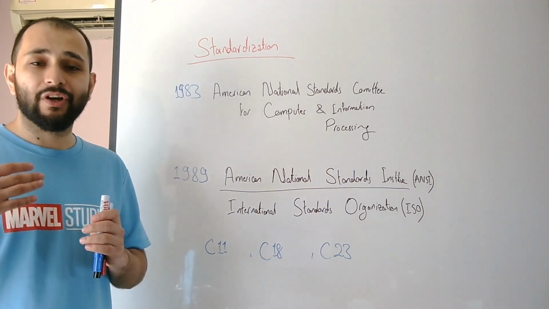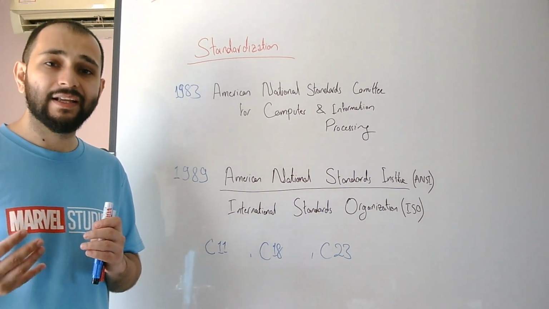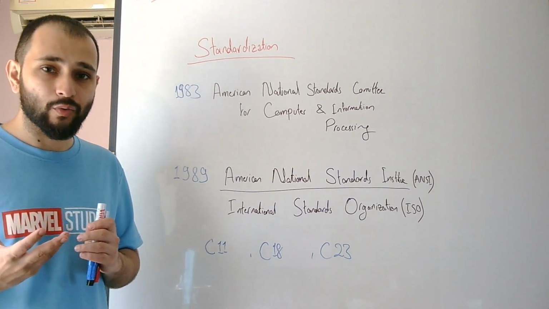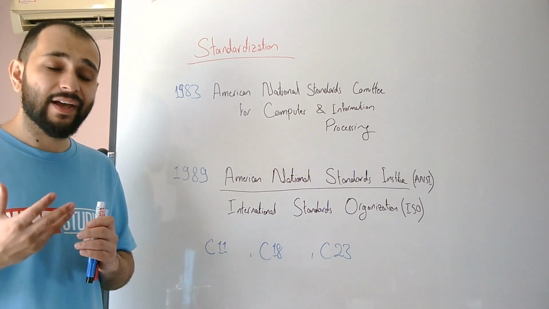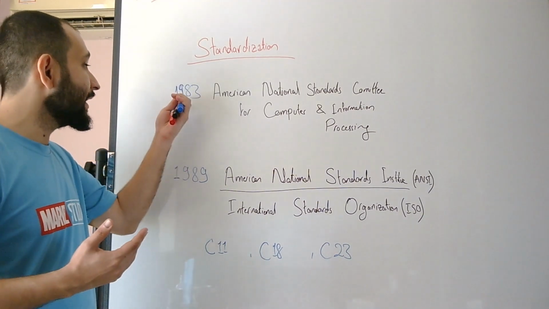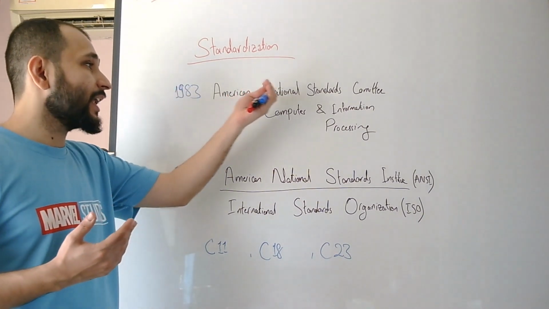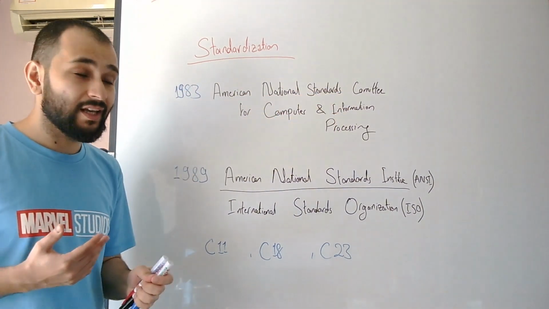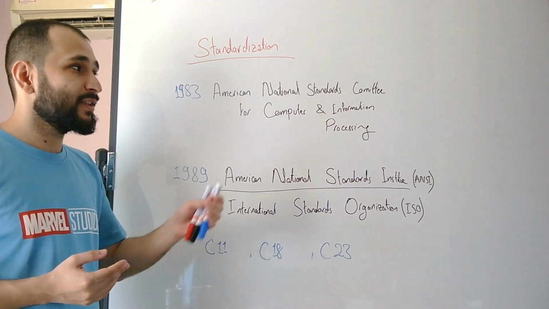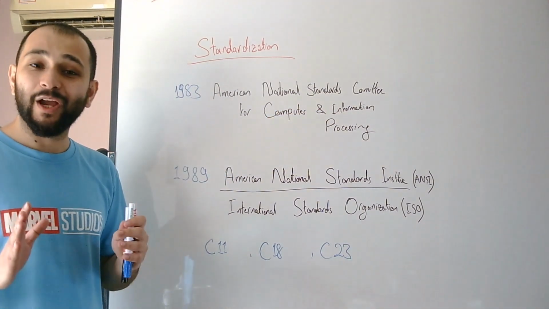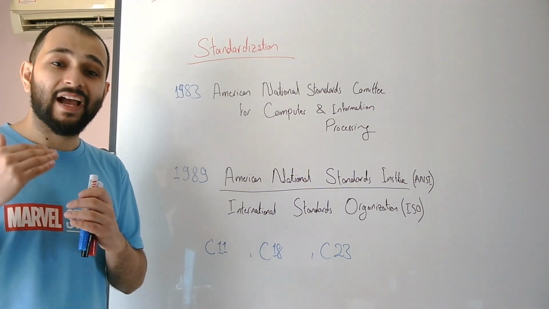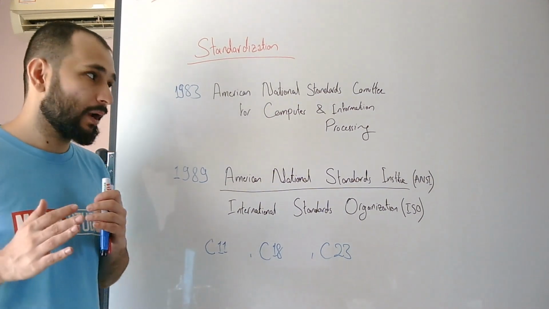And soon it was realized that a standard version of the C programming language is needed. And that's why around the year 1983, the American National Standards Committee for Computers and Information Processing, this is such a long name for the committee, anyway, these guys created the first standard version of the C programming language.